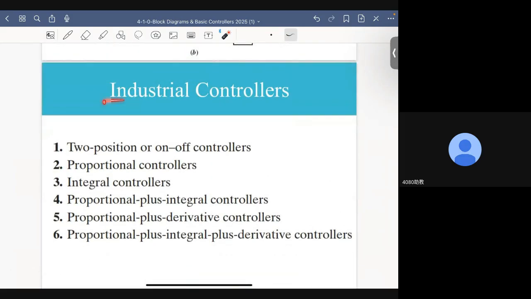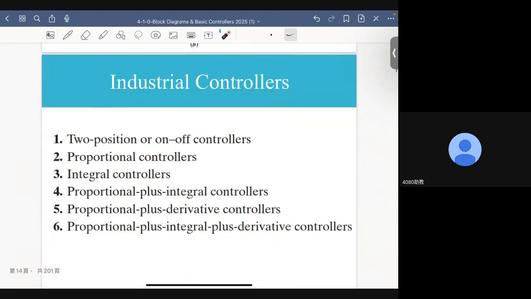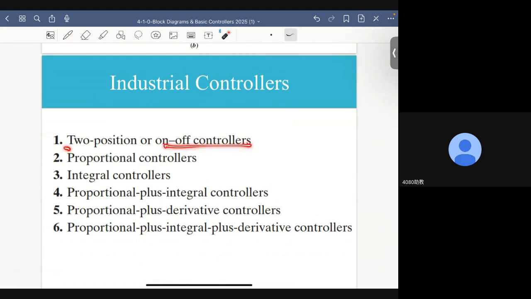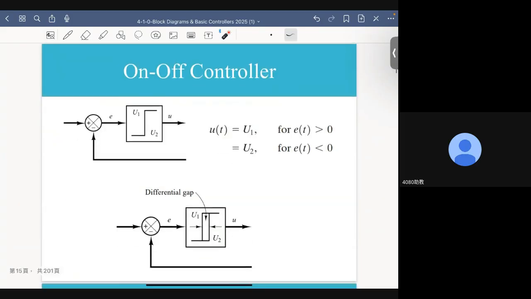Now, next, here I want to give you a very, very quick preview of the controllers, okay, that we will discuss in the future. It includes so-called on-off controllers, proportional controllers, integral controller, PI controller, which is proportional plus integral control, and PD control, which is proportional plus derivative control. And finally, PID control, which is proportional plus integral plus derivative control.